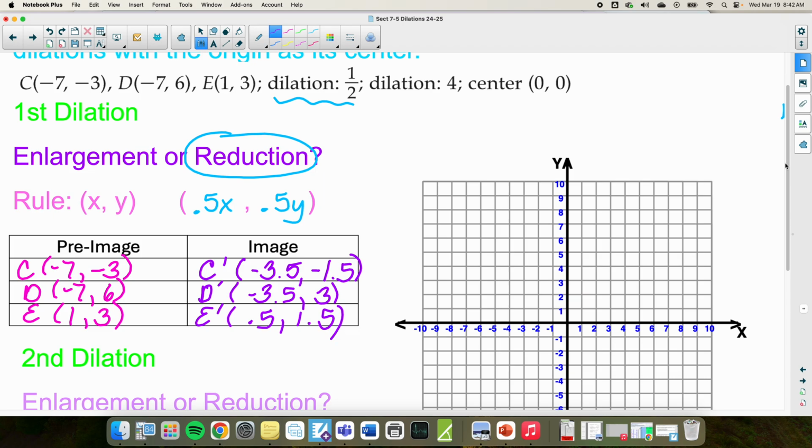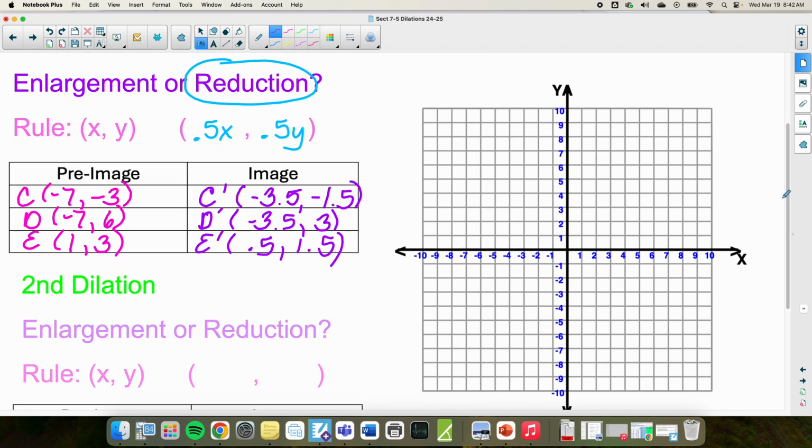So now what I'm going to do is go to my figure here. And C is -7, -3. And I'm going to plot that. D is -7 up 6. That is my D. E is over 1 up 3. That is my E. Okay? And again, you would connect your dots.